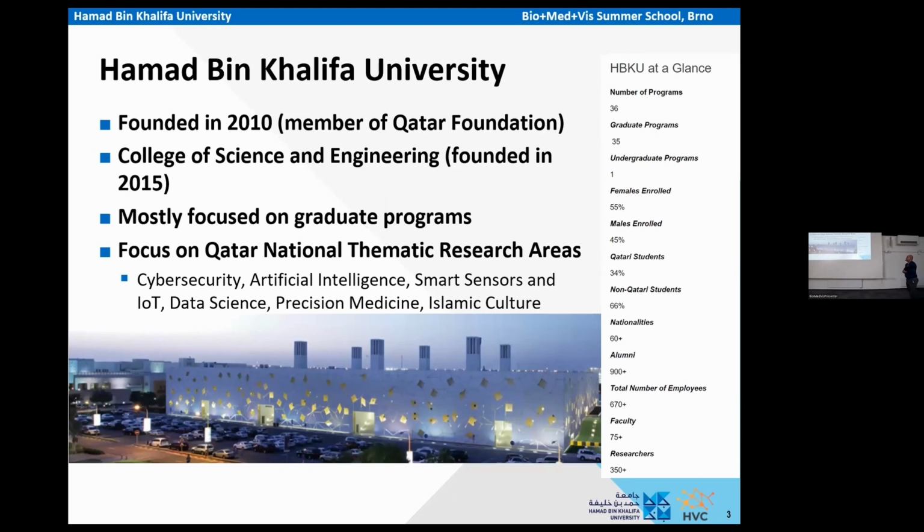The second advertisement is related to the university where I currently work, Hamad bin Khalifa, which is part of the Qatar Foundation. It's a very young university. We started 12 years ago, and our college was founded 7 years ago. We have around 75 faculty now, various graduate programs, and only one undergraduate program. The research focus is on national thematic areas related to cybersecurity, artificial intelligence nowadays, and also precision medicine. That's why we also started working on histopathology.